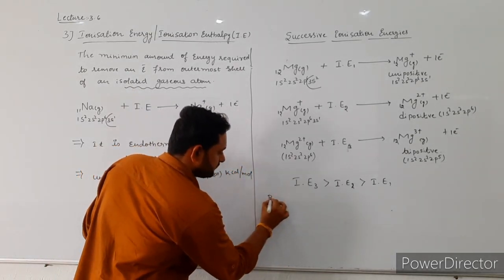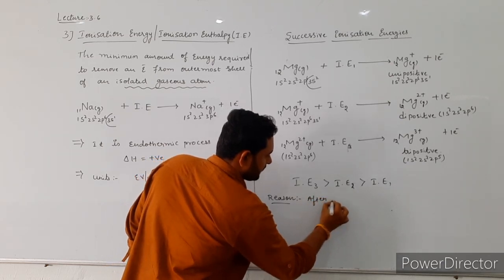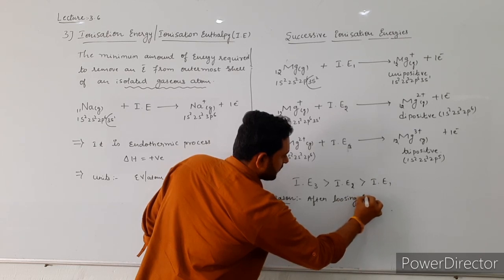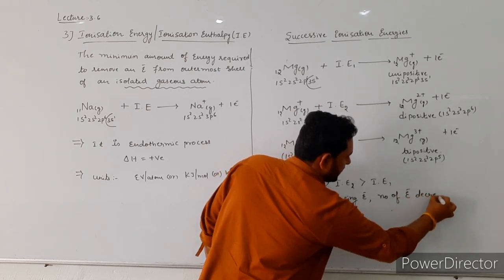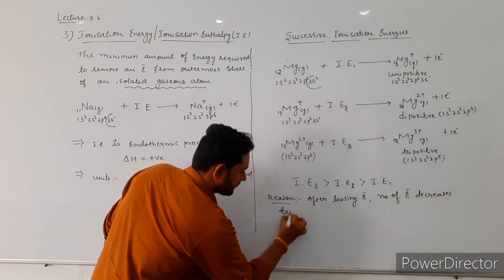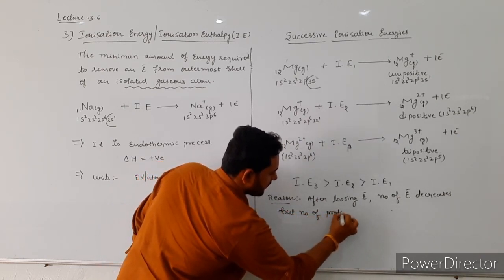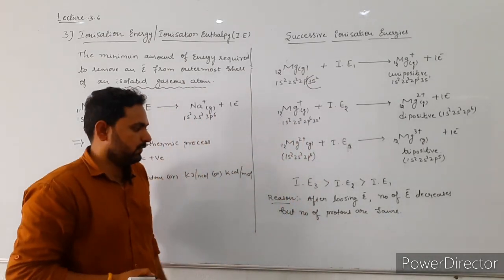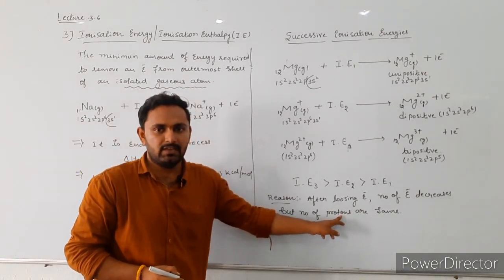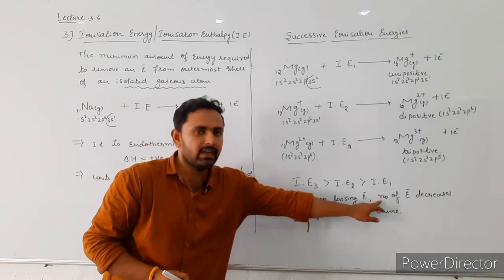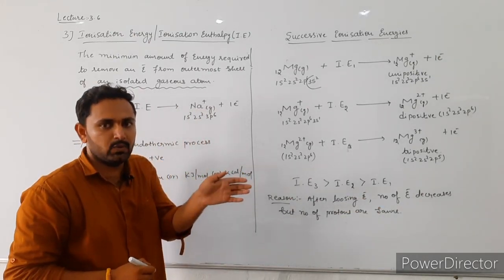I will write the reason here. After removal of an electron, after losing an electron, what happens? The number of electrons decreases, but the number of protons is the same. What happens here? The effective nuclear charge increases for the remaining electrons. That's why the remaining electrons are strongly attracted to the nucleus. So more energy is required to remove the second electron.